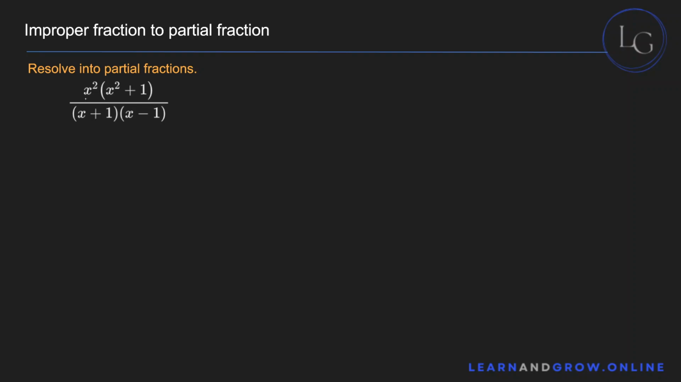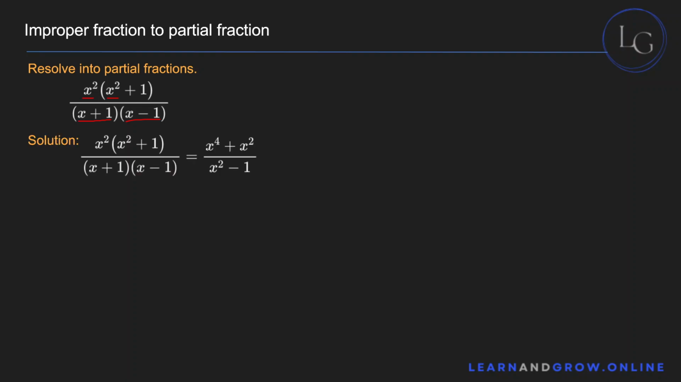Well, the highest degree in the numerator will obviously be x to the power 4, because this x square will be multiplied with this x square to give you x to the power 4. The highest power of x in the denominator will be 2, because this linear term is being multiplied with this linear term, and that will give you a quadratic equation which has the highest power of x as 2. So 4 is greater than 2, so the highest degree in the numerator is greater than the highest degree in the denominator, so it is an improper fraction.